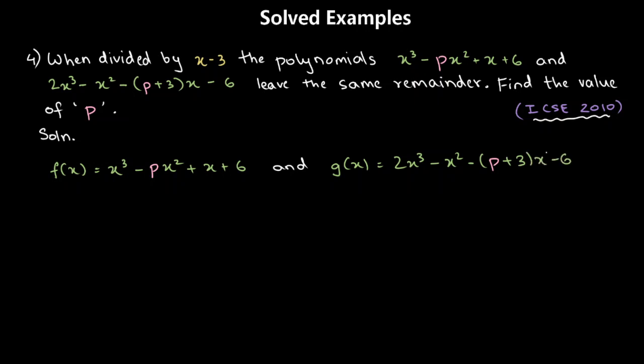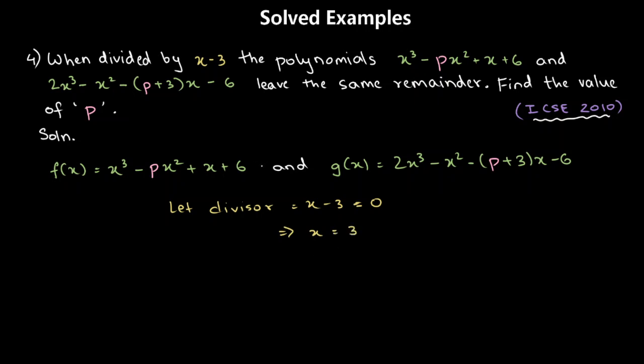If there are two polynomials like that, we can consider one to be f of x, the other one to be g of x. Can't use the same function name for both of them. Now we have one common divisor, which is x minus 3. So remember the remainder theorem: we equate the divisor x minus 3 to 0, and from this I get the value of x as 3.